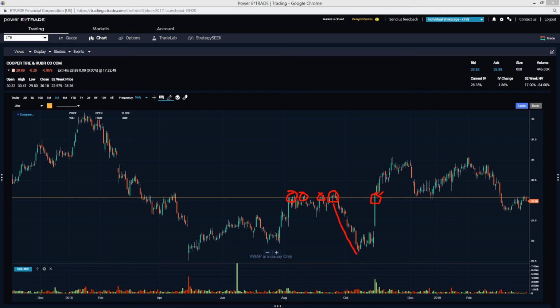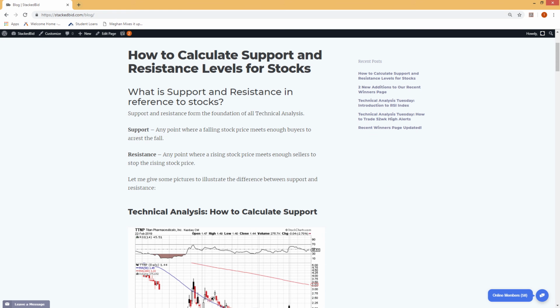Once it broke through, there was a big follow through. Buyers kept buying, and then after a few days, it bounced off of that newly formed support line, which was your resistance. So we went over support, we went over resistance, we went over support turning into resistance, and resistance turning into support. So our plan is to do a trading strategy that you can use with support and resistance lines.